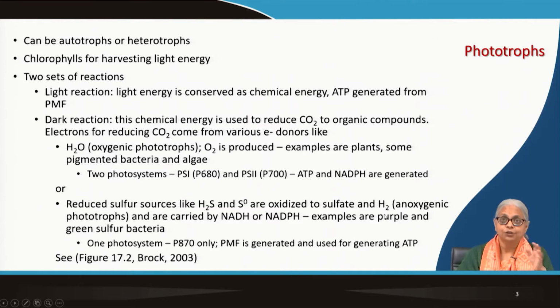We also have another way of photosynthesis, and that is called anoxygenic photosynthesis, or the species that are responsible for this reaction are called anoxygenic phototrophs. They are capable of using reduced forms of sulfur like hydrogen sulfide and elemental sulfur and oxidizing them to sulfate and hydrogen. Now here the reducing power is carried by NADH or NADPH, and the examples of these bacteria are purple and green sulfur bacteria. Only one photosystem is used, and that is called P870. Proton motive force is generated and then utilized for generating ATP.